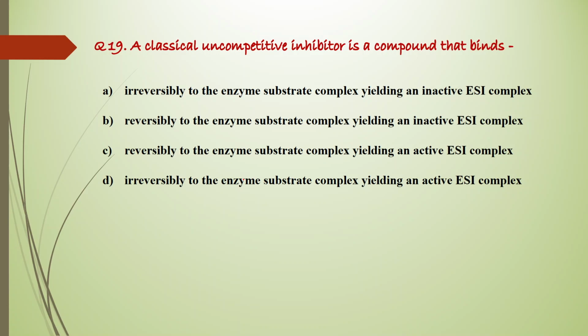Moving to the next one, it states: a classical uncompetitive inhibitor is a compound that binds, and there are 4 options. So I am not going to ask all of you to answer this. I'll just quickly explain it. So we already know in case of reversible inhibition, there are mainly 3 kinds of inhibition that can take place. One is competitive, one is non-competitive, and another one is uncompetitive.